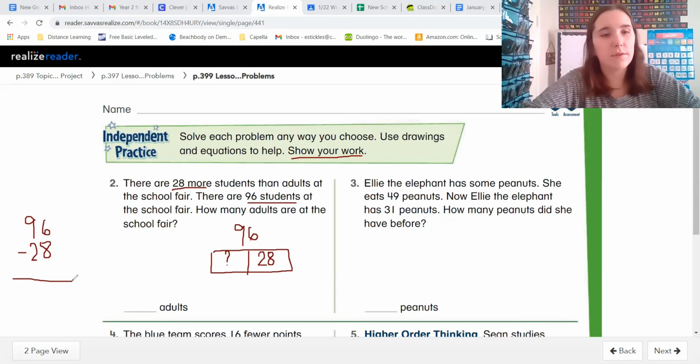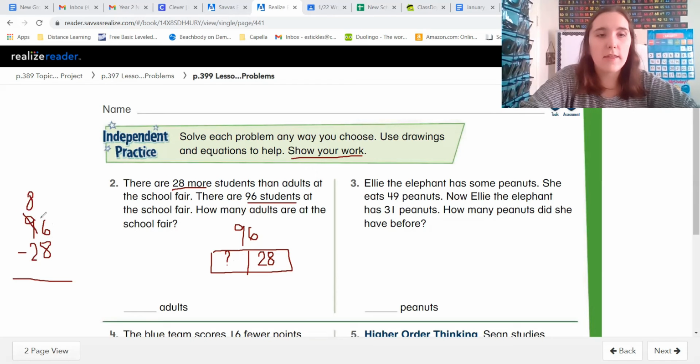And now I just have to solve. 6 minus 8, I know I can't do that, so I have to regroup, right? I'm going to cross off my 9. Now I only have 8 tens. And then I'm adding 10 more ones to my 6 I already have, which means I have 16 ones now. Now I can do some subtraction. 16 take away 8 is just 8. And then 8 tens minus 2 tens would just be 6 tens. So that means there are 68 adults.